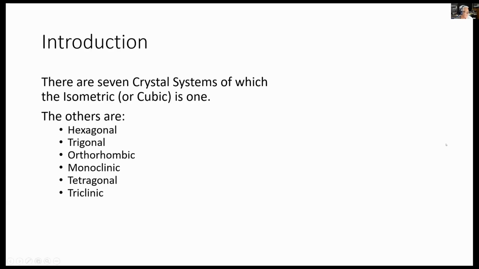All right, so just a bit of an introduction. There's 7 crystal systems, and the isometric, also known as cubic, is one of those. That's the one we'll be focusing on tonight. And the others being hexagonal, trigonal, orthorhombic, monoclinic, tetragonal, and triclinic.